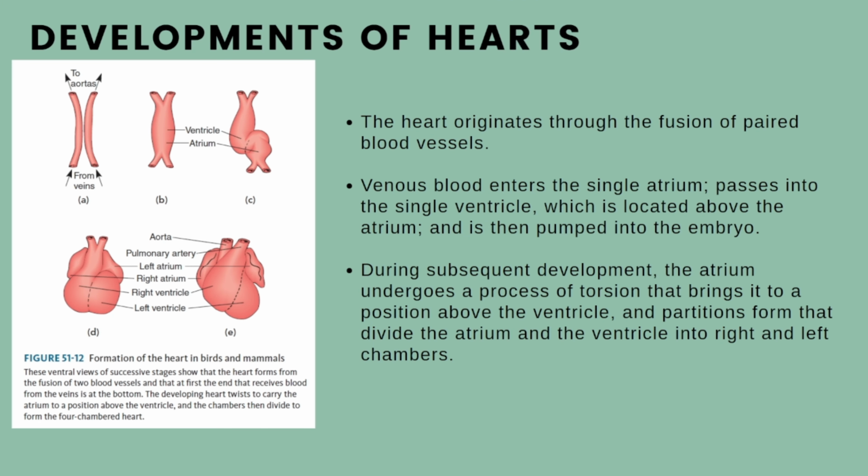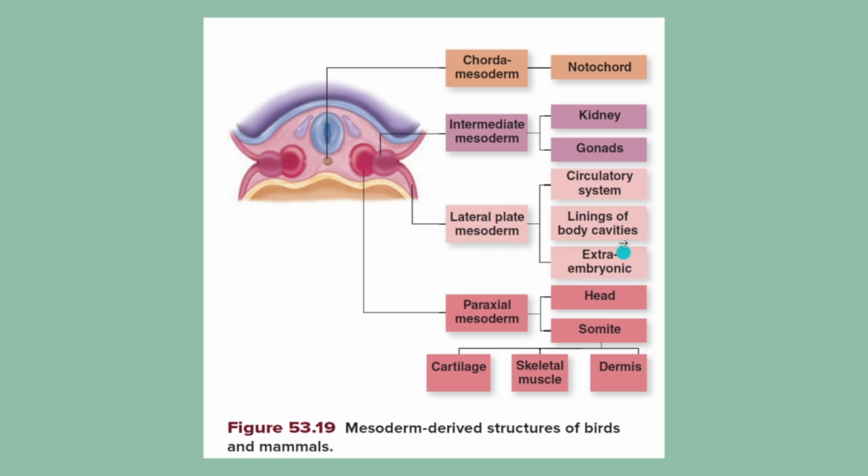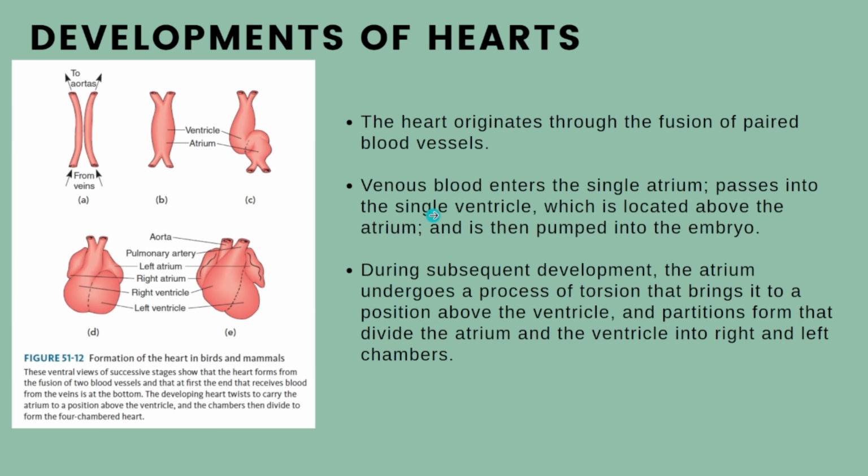Okay, next is about the development of the heart. The heart originates through the fusion of a pair of blood vessels, and normally your heart is also forming from here, right? The lateral plate mesoderm. So when the venous blood enters the single atrium, it passes into the single ventricle, which is located above the atrium, and then is pumped into the embryo. During subsequent development, the atrium will undergo a process of torsion that brings it to a position above the ventricle. And partitions then divide the atrium and the ventricle into right and left chambers.